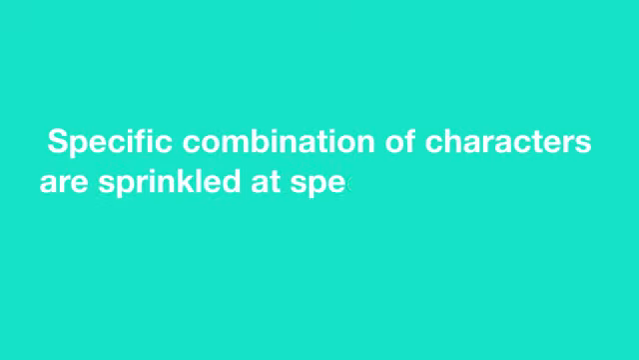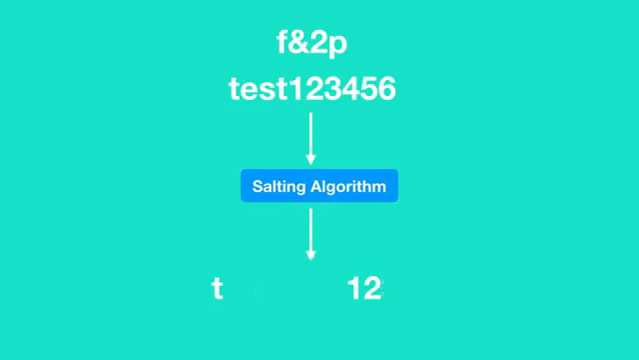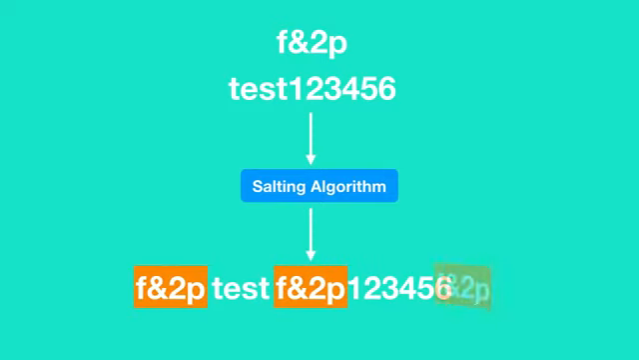A new technique called salting was introduced by security analysts to give hackers a hard time in cracking passwords. In this technique, a specific combination of characters is inserted at specific positions of the plain text password before hashing. Every company has its own salting algorithm and they don't make their salting algorithm public. For example, let's say Facebook's salting algorithm inserts the string f&2p at the beginning, after the third character, and at the end of the plaintext password.